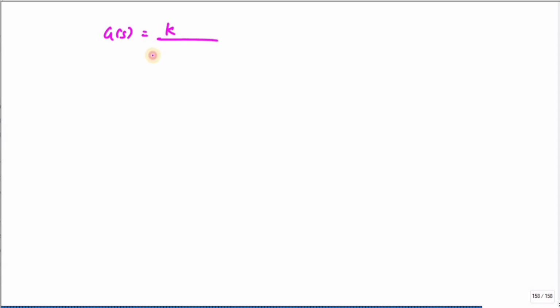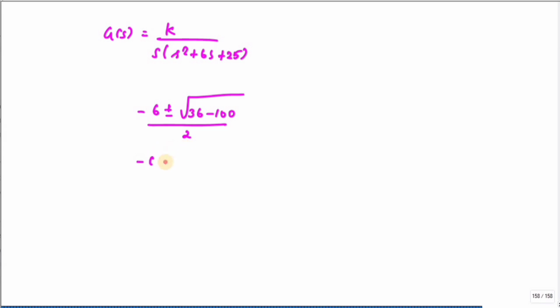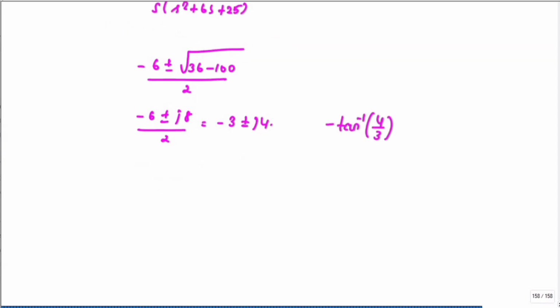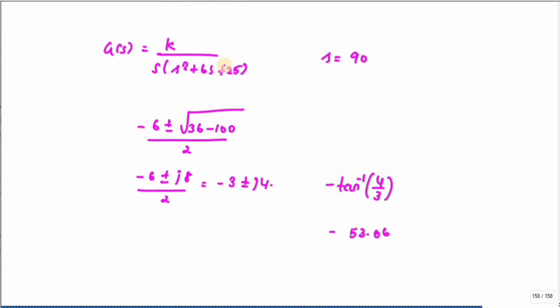So we know G of s is equal to K divided by s into (s square plus 6s plus 25). So this s square plus 6s plus 25, I can write its roots as minus b plus or minus root of b square minus 4ac divided by 2a. So I can write it as minus 6 plus or minus root of 36 minus 100 divided by 2. That answer is minus 3 plus or minus j4. So minus of tan inverse of 4 by 3 is minus 53.06. Okay, and the s angle is 90, right?